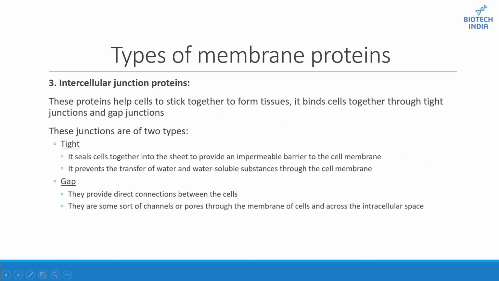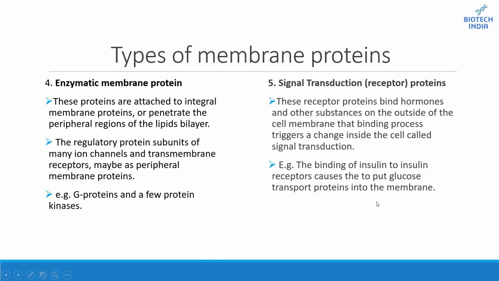Third are intercellular junction proteins. These proteins help cells to stick together to form tissues. It binds cells together through tight and gap junctions. So in tight junction, it seals cells together to form a sheet to provide an impermeable barrier to the cell membrane. Also, it prevents transfer of water and water soluble substances through the membrane. While in gap junctions, they provide direct connection between the cells. They are some sort of channels or pores through the membrane of cells and across the intercellular space.